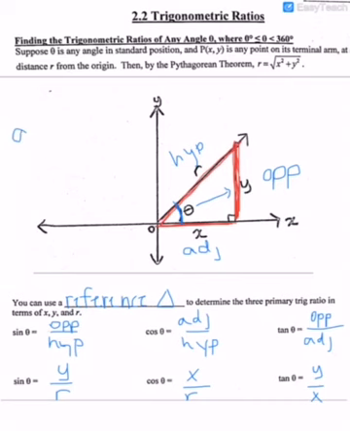Also remember that with any right triangle, a squared plus b squared equals c squared, which means that x squared plus y squared would equal r squared, because it's really the same thing, just different names.